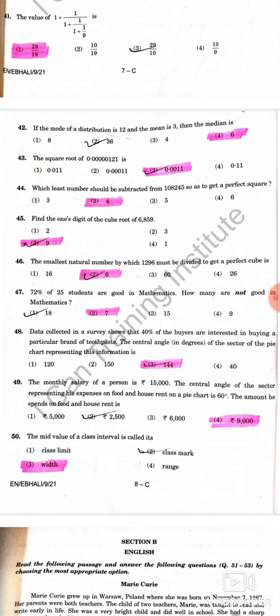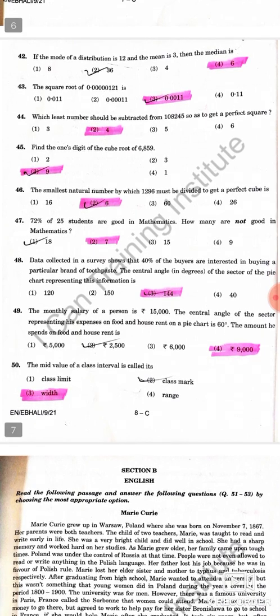Question number 46. The smallest natural number by which 1296 must be divided to get a perfect cube is, and the answer is option number 2. Question number 47. 72% of 25 students are good in mathematics. How many are not good in mathematics? And the answer is option number 2.